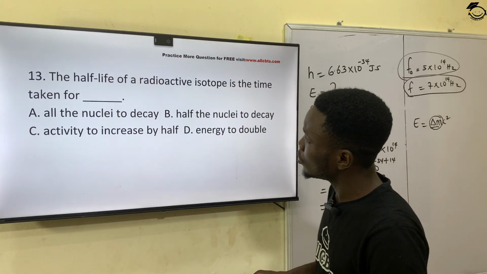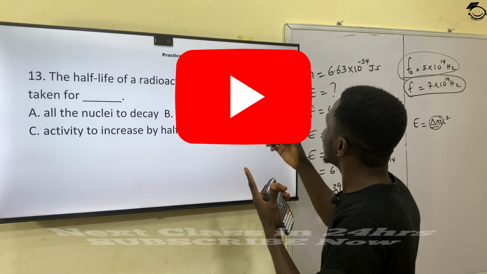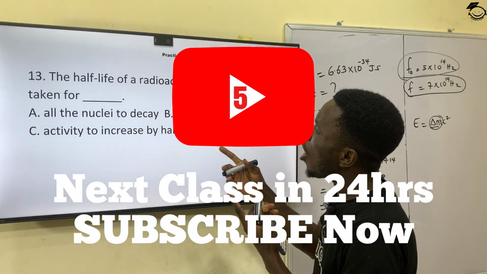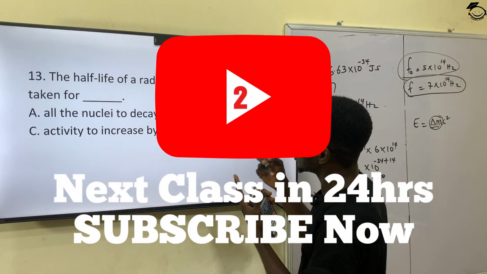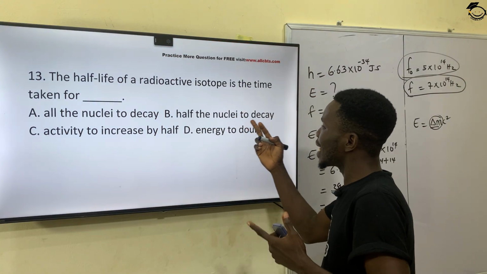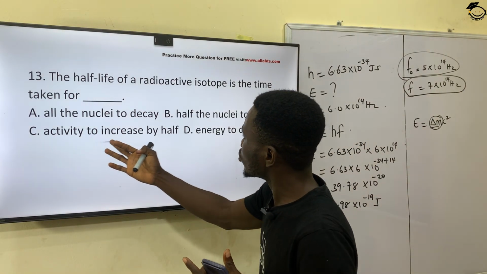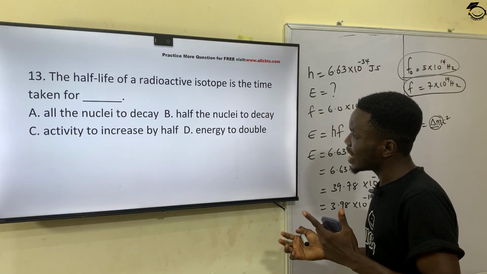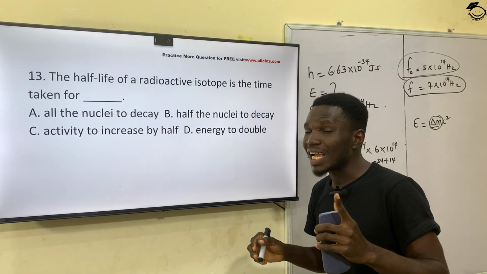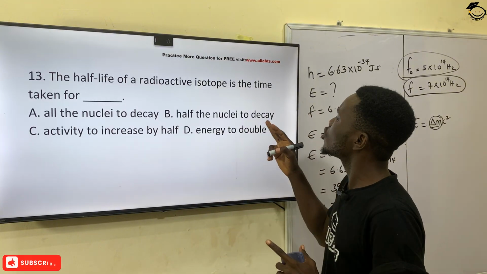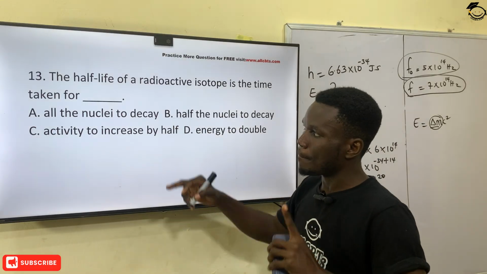So let's look at the options. Option A says is the time taken for all the nuclei to decay. Option B says is the time taken for half the nuclei to decay. Option C says is the time taken for activity to increase by half. Option D says is the time taken for energy to double. So the correct answer is that it is the time taken for half the nuclei to decay. So the correct answer is option B.